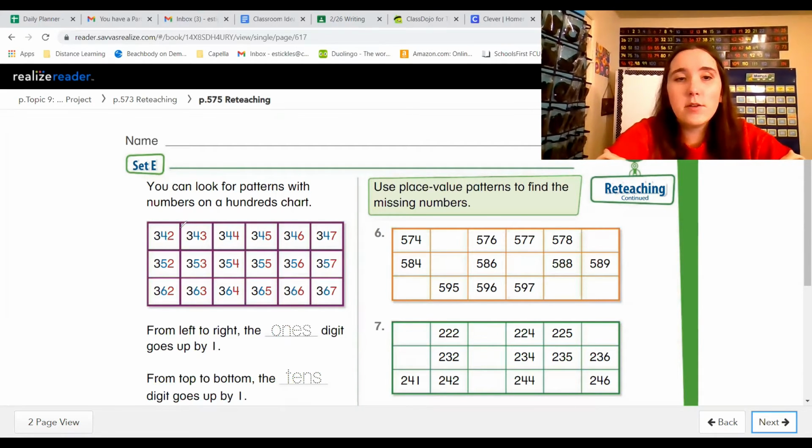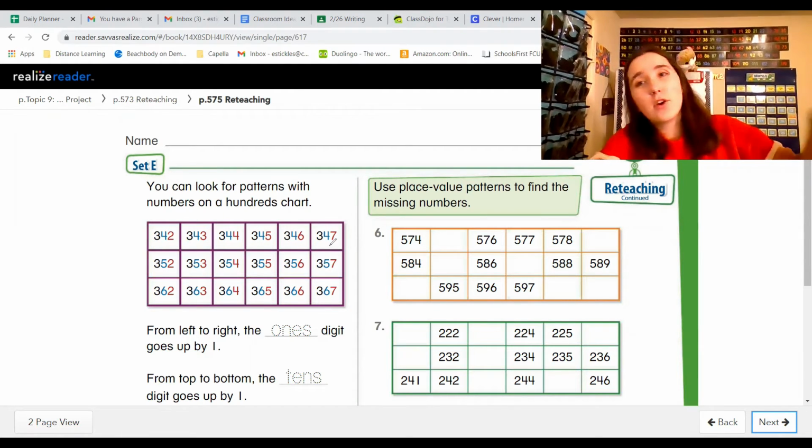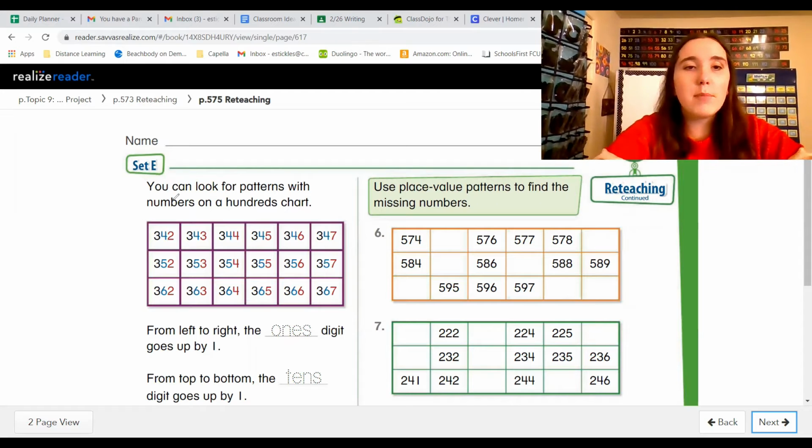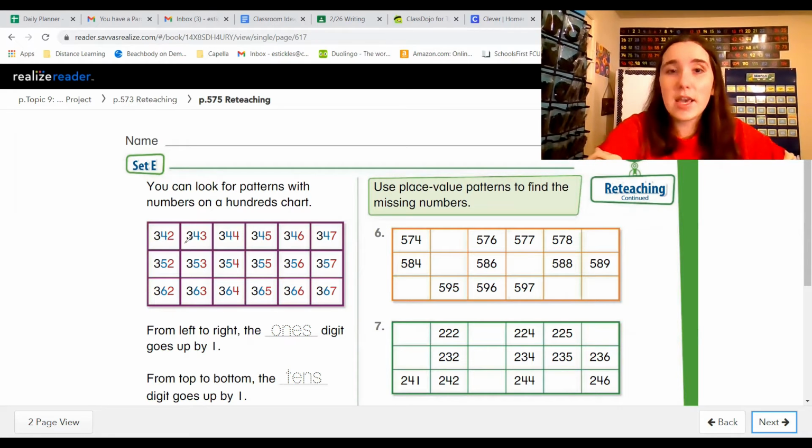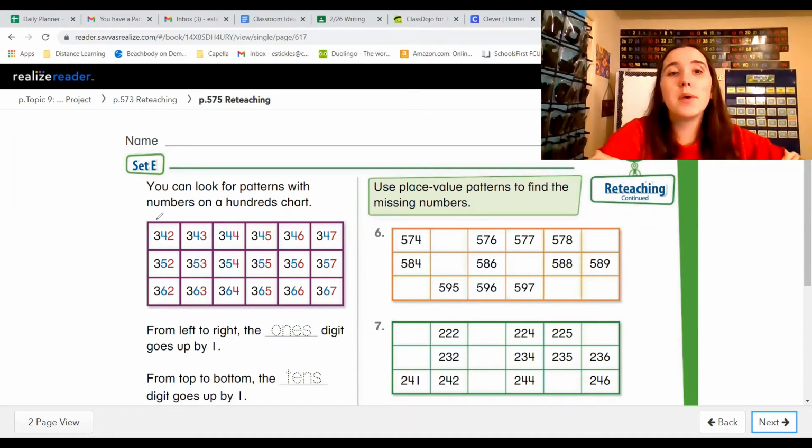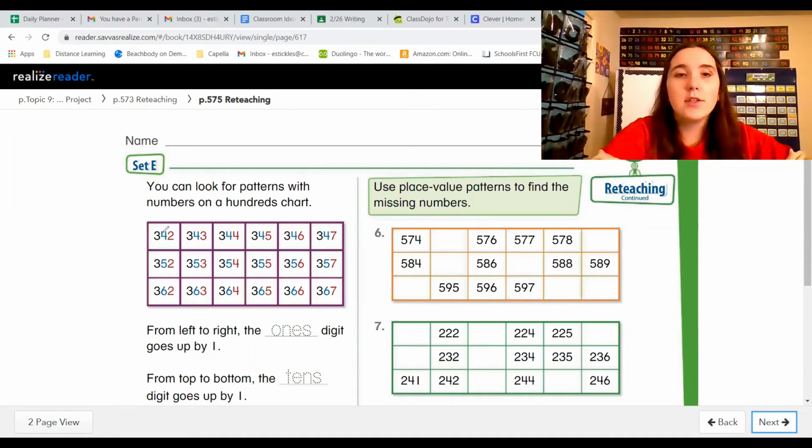So remember, in our hundreds charts, the ones are going to increase 2, 3, 4, 5, 6, 7 going across our hundreds chart, but they're going to stay the same going down the hundreds chart. So 2, 2, 2, 3, 3, 3. The tens are going to stay the same in our rows. So 4, 4, 4, 4, 4, 4, but they're going to increase by 1 going down on our hundreds charts. So 4, 5, 6, 4, 5, 6, 4, 5, 6.